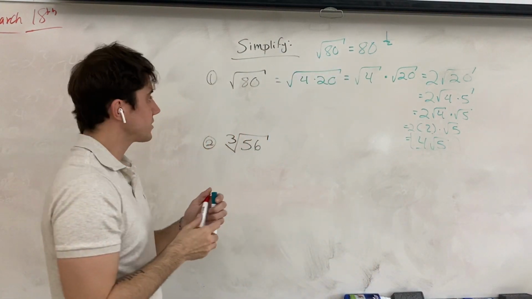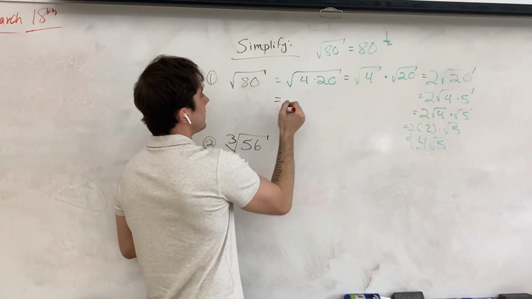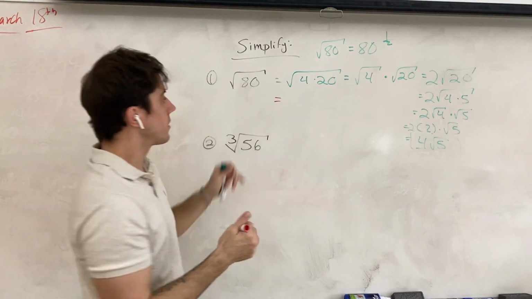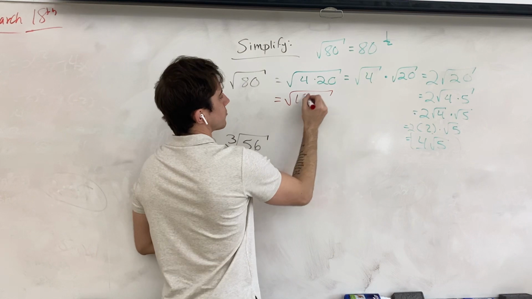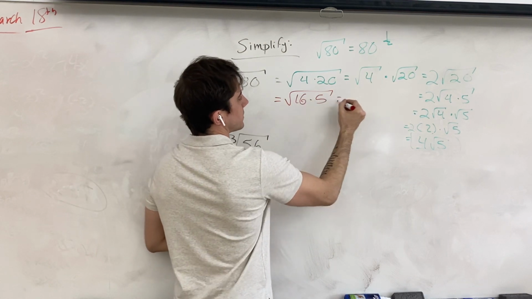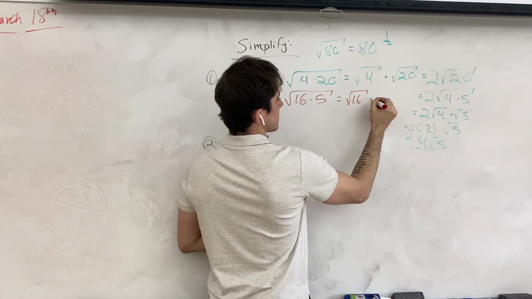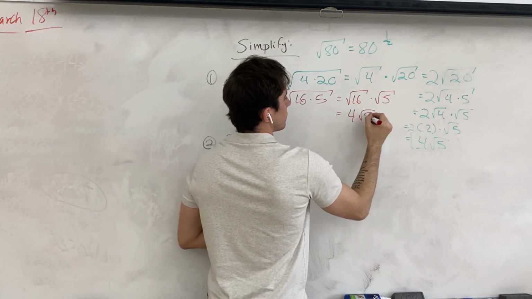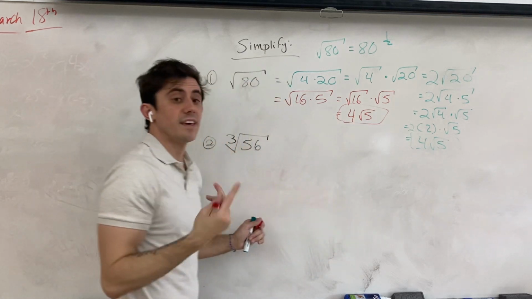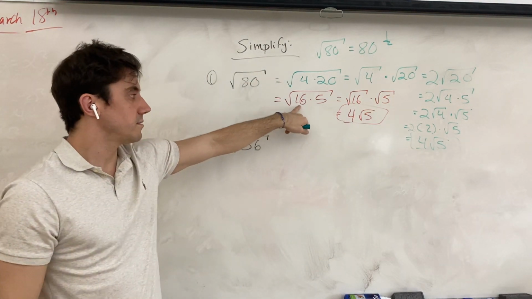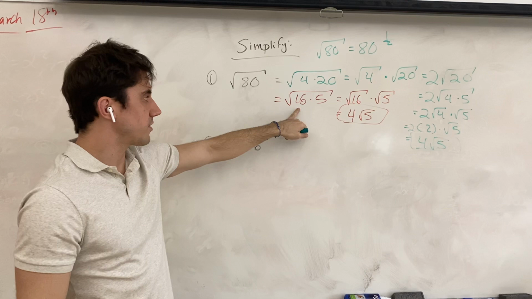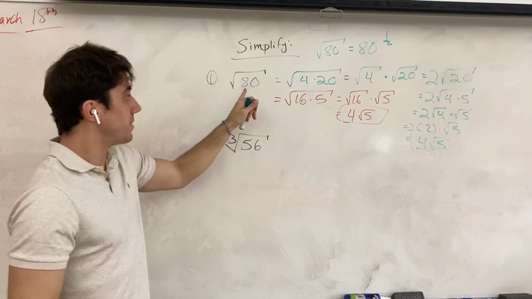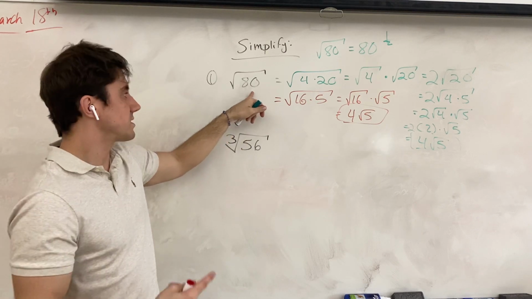We can get there a bit faster if we recognize that 80 also has a factor of 16 that is a bigger perfect square, right? We can write 80 as the product of 16 and 5, which we can now write as the product of the square root of 16 times the square root of 5, which is just 4 root 5. So we get there a bit faster if we recognize an even bigger perfect square that is also a factor of 80. Okay? So we're always looking for the biggest factor that is a perfect square.